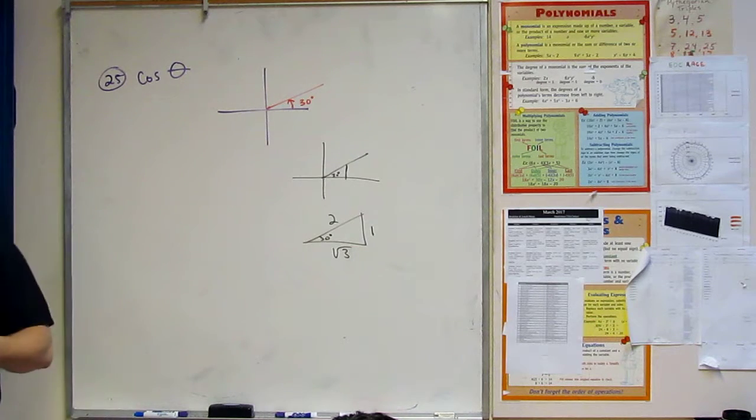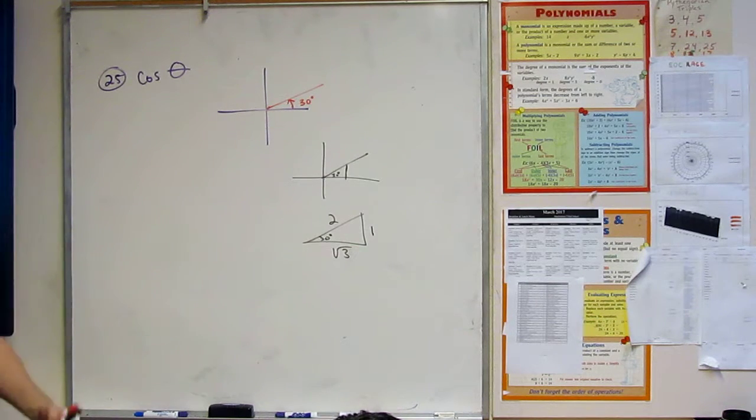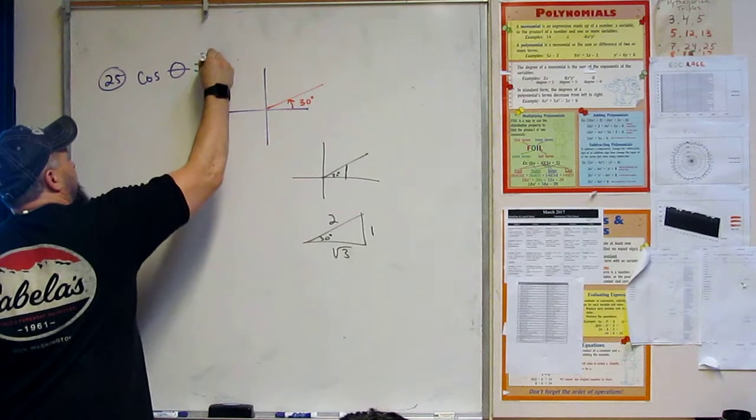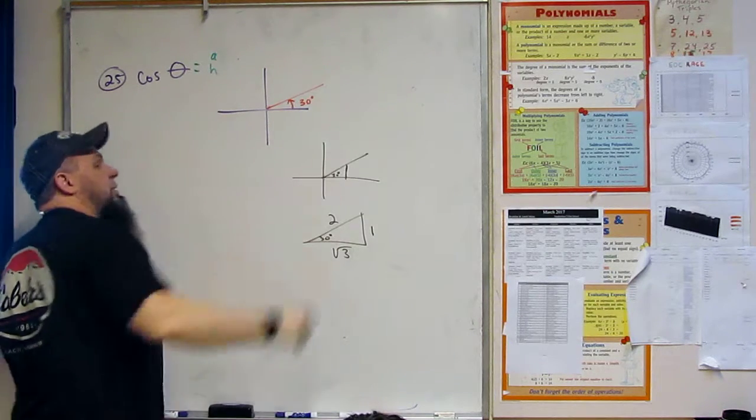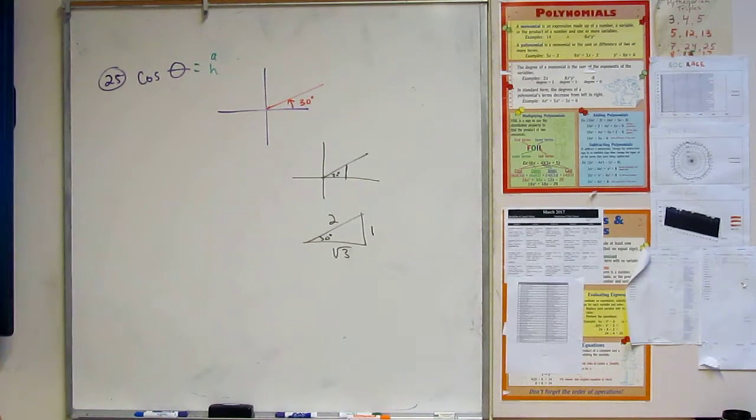So we just have to think about cosine. And cosine is what? Right? Okay? So it's the raven. Right? Come on, people. Okay. So then adjacent over hypotenuse.